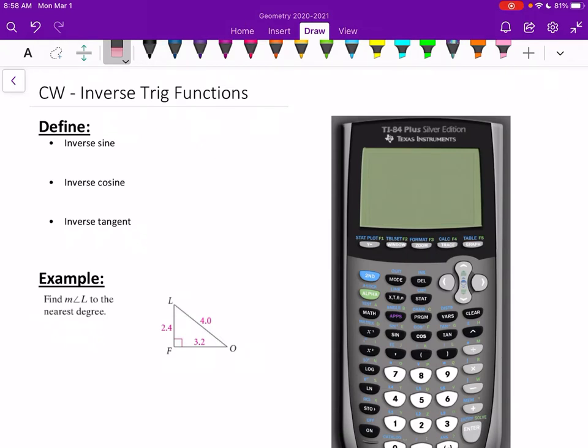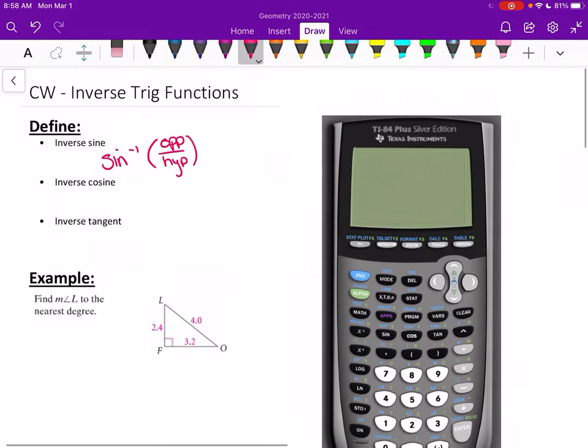So we know that sine is opposite over hypotenuse, so inverse sine, I write it as sin with a little exponent of -1. And that exponent isn't an exponent like you think of it. It just means that I'm swapping the input and the output. So usually my output is the ratio of sides, so now my input is that ratio of opposite over hypotenuse. And then my output will be the measure of an angle.